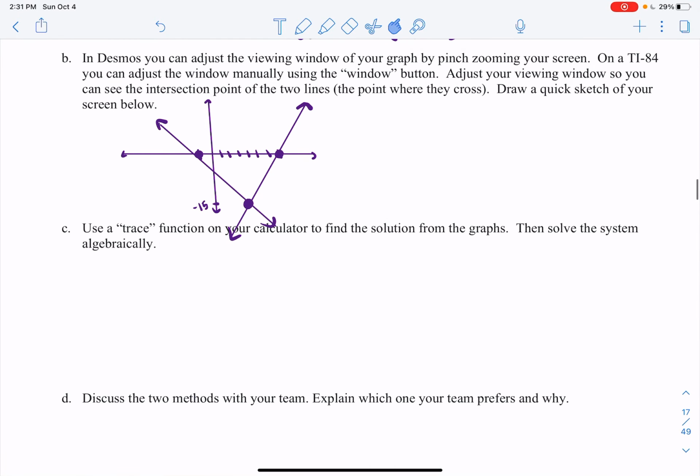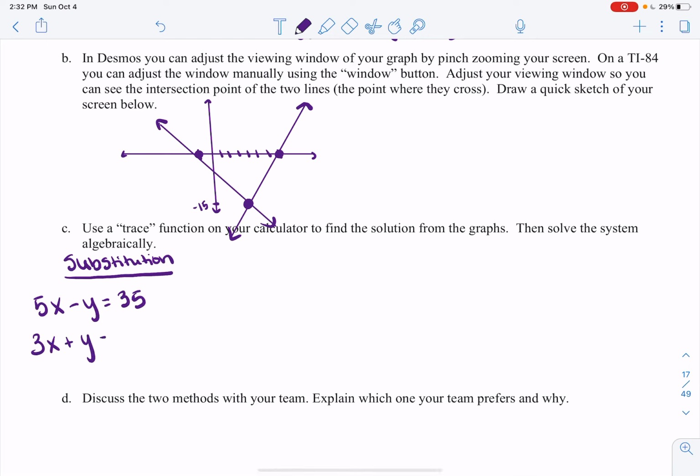And it says solve the system algebraically. So we've done this before in nonlinear algebra, but it's probably been a while. One of the methods is called substitution. Okay, so that's what we're gonna do. So let's think back to our original problem here. We had 5x minus y equals 35 and 3x plus y equals negative 3.